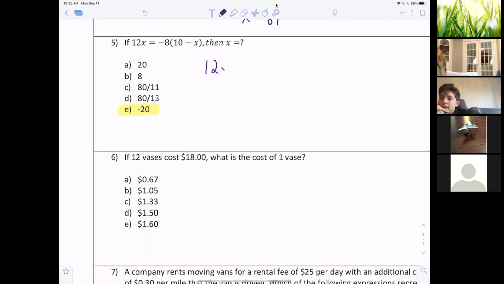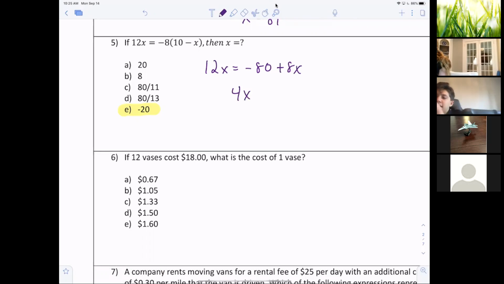So I have 12x equals, we distribute the negative 8. Negative 80 plus 8x. Move the 8x over, subtracting. So 4x equals negative 80. So that's how I got negative 20. All right, that's what I want to see, guys.